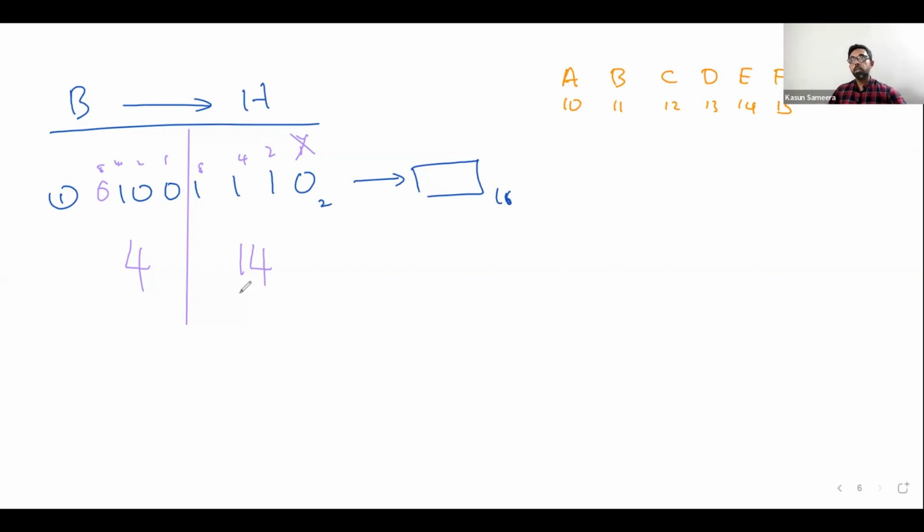Right, 14 means what? E. 4E, base 16. Okay. Right, do the second question.